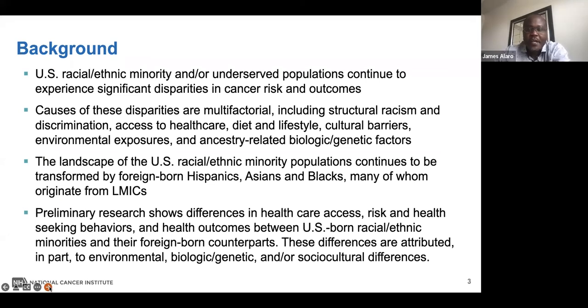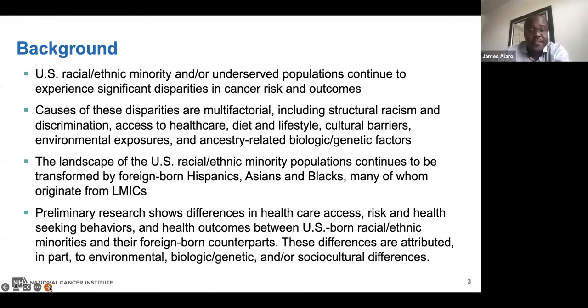Broadly, these points are directly picked from the funding opportunity itself, but essentially the intent is to expand cancer health disparities research globally. We know that US racial and ethnic minorities or underserved populations continue to experience disparities in both cancer risk and cancer outcomes. Causes of these disparities are multifactorial, including access to healthcare, diet and lifestyles, structural racism, among others.